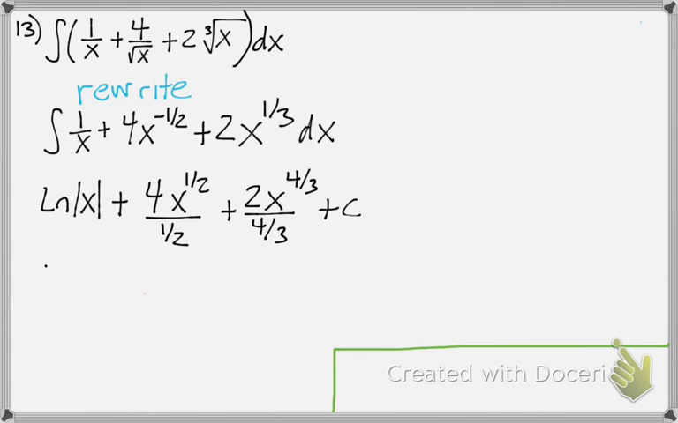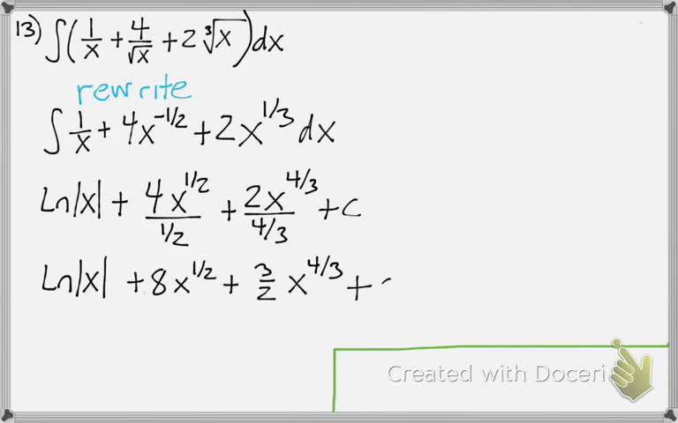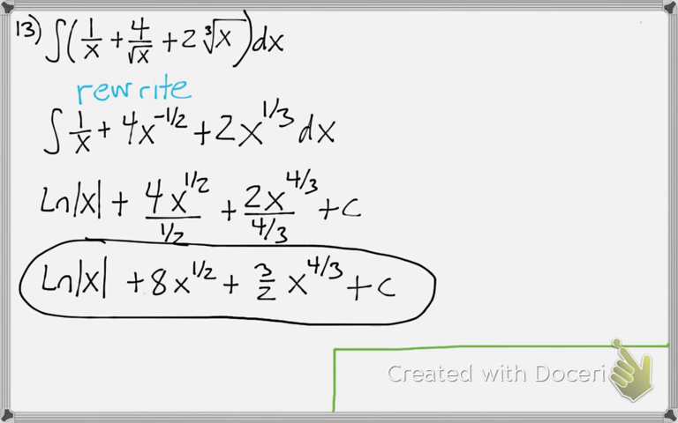And then I'm just going to do some cleanup here. So 4 divided by 1/2 is going to give you 8. So 8x to the 1/2 plus 2 divided by 4/3 is going to give you 3/2. You can always do that on the calculator if you're not sure. Raised to the 4/3 and plus c. So that will be our final answer.